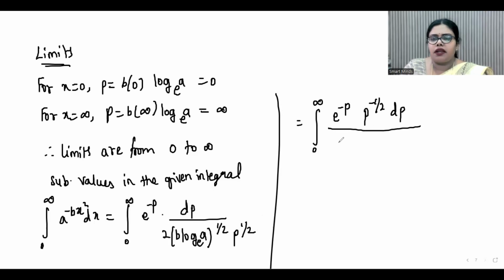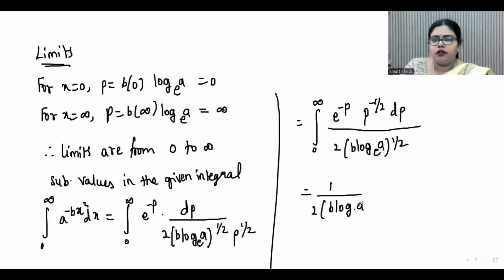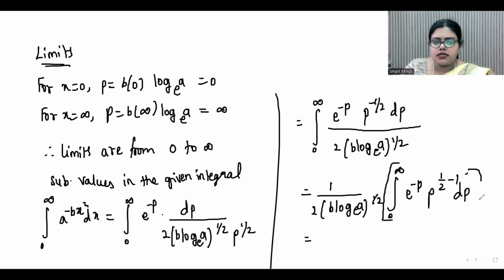The remaining terms we'll write in the denominator, 2 into (b log a to the base e) whole power 1 by 2. Now what is constant, we will bring it out: 1 by 2 into (b log a to the base e) whole power 1 by 2, integral 0 to infinity e power minus p, p power 1 by 2 minus 1 dp. So this is nothing but, from here to here, it is the gamma function.